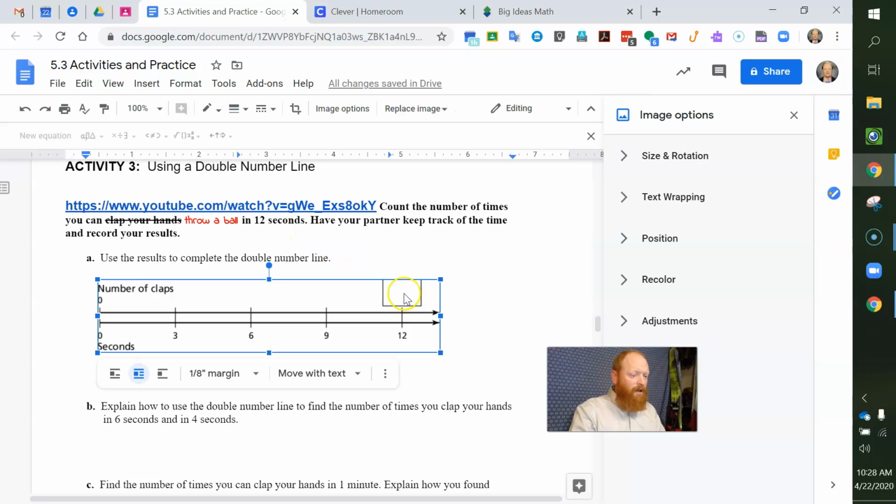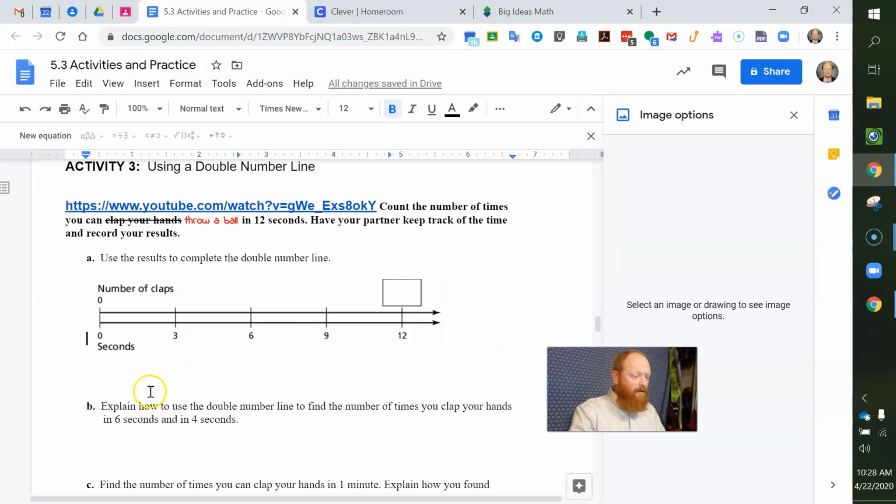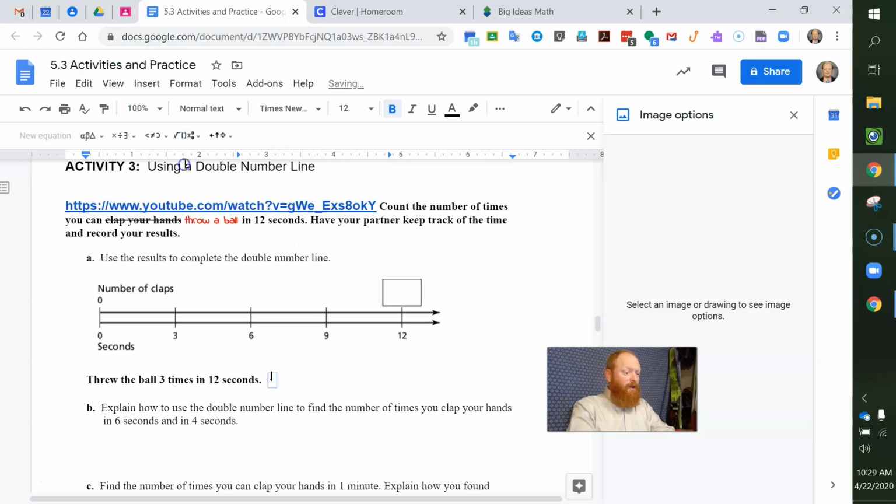So I would put the number 3 here, but I can't write into that little box. So I would say threw the ball 3 times in 12 seconds, and to insert an equation, remember what that looks like is that our measurement of time is in the denominator, in the bottom of the fraction. So that would be 3 times in 12 seconds.